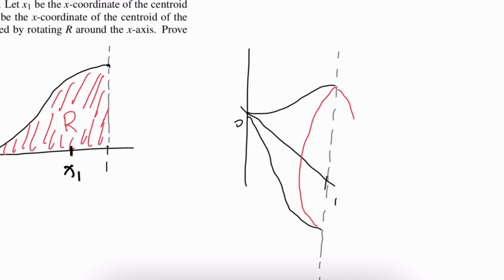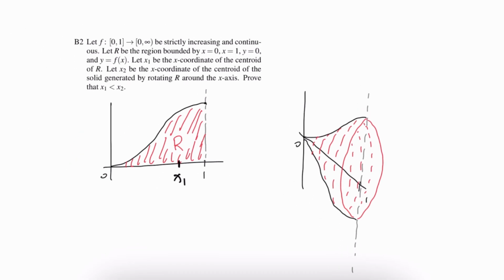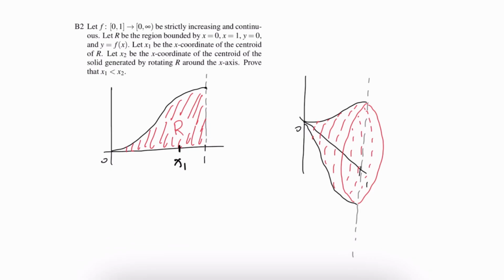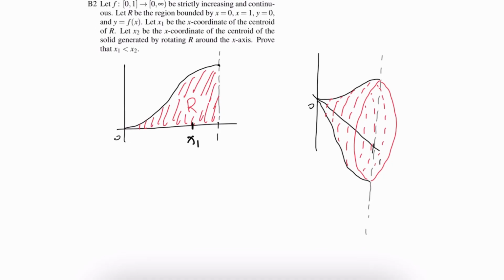we'll have these circle-like things at each point of x, and on the other side, it looks something like that. If you can imagine, this looks sort of like a cut of fish, where it's a circle around the entire x-axis based on f. And we have x2 somewhere like here. We want to prove that x1 is less than x2.